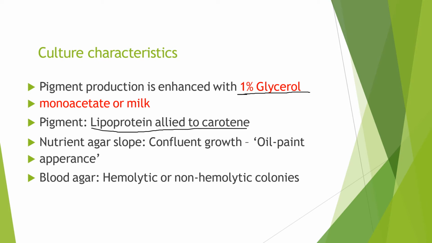Then in nutrient agar slope, there is confluent growth or oil paint appearance, that is a specific appearance only applicable to staphylococcus aureus. It has confluent growth, meaning abundant growth, and an oil paint appearance. The next one is blood agar. In blood agar, some strains of staphylococcus aureus produce hemolytic colonies, and others produce non-hemolytic colonies.